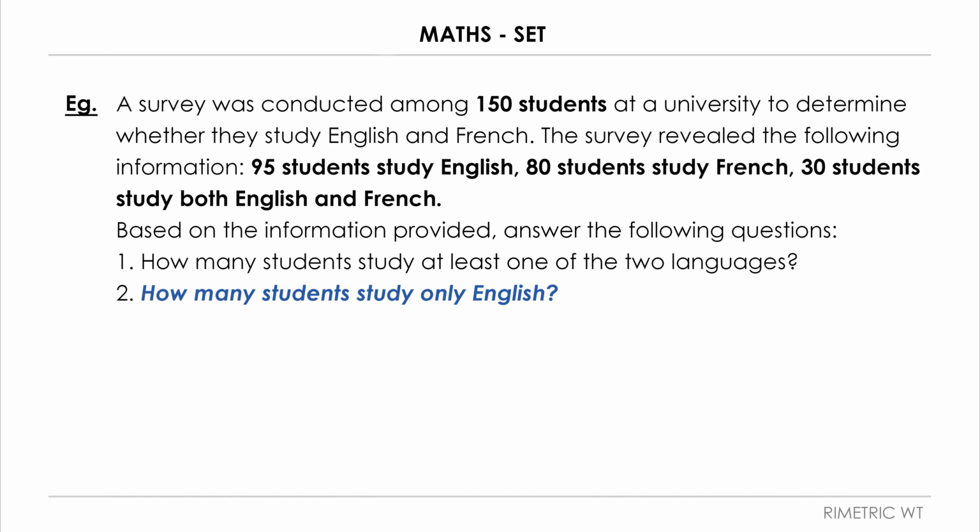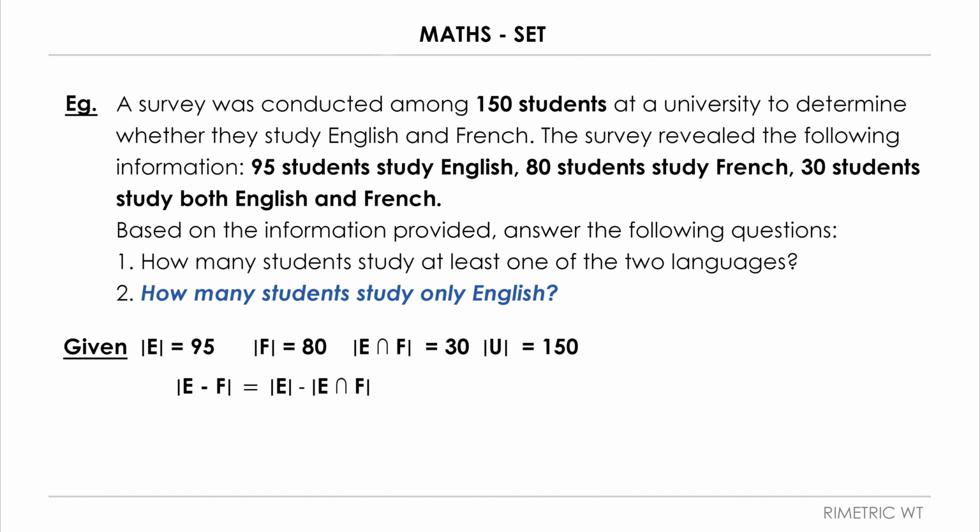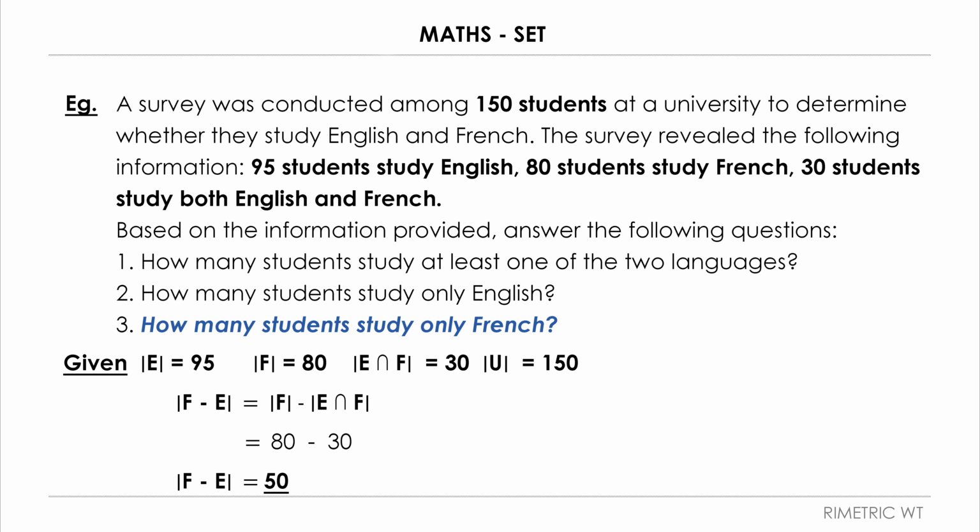Question number 2 requires us to find the number of students who only study English. This is solved by finding the cardinality of set complement. For only English studying students, it is E minus F, and is found by subtracting the intersection from E cardinality, and for French only, we subtract the intersection from F cardinality as shown here.